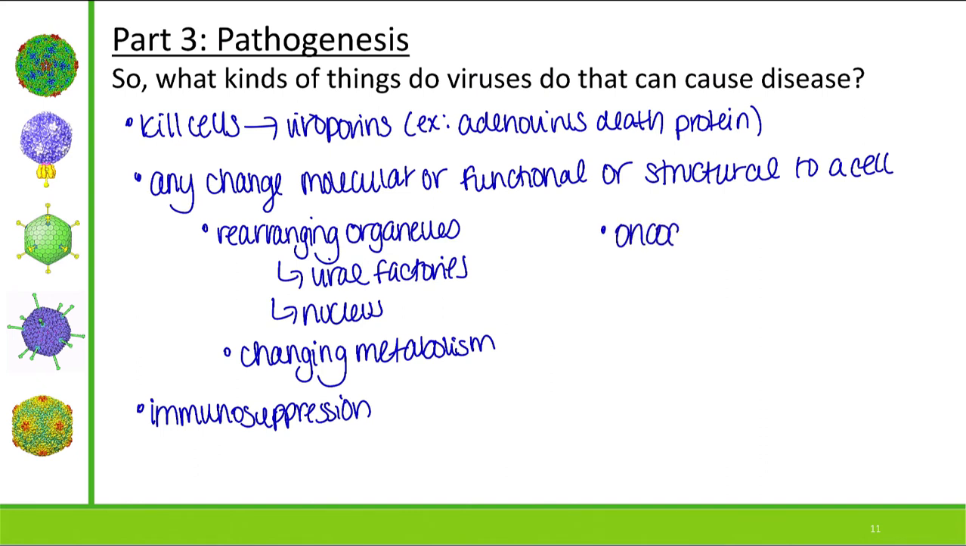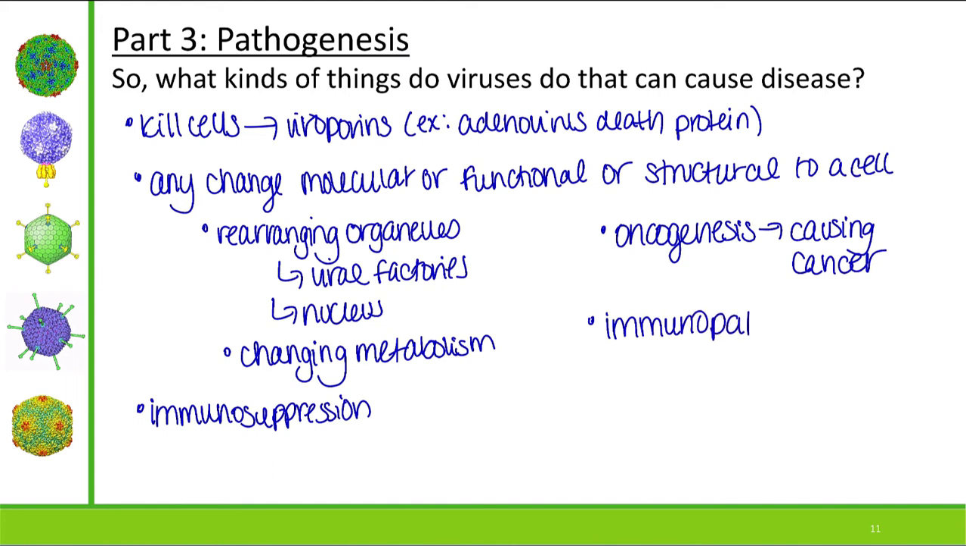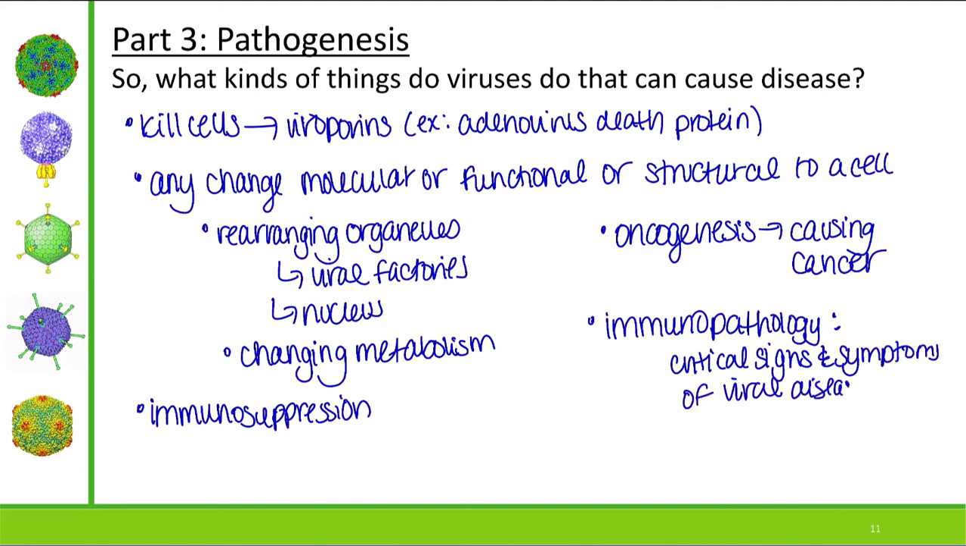Another thing that we've hinted at, but again, we will have an entire topic on this, is oncogenesis. Oncogenesis is causing cancer. I think I mentioned on day 1 that 20% of human cancers are associated with viral infections, so we'll talk about that. And of course, we have a lot of things that fall under immunopathology. Immunopathology deals with the critical signs and symptoms of viral disease, and that's mostly things that our immune system is responsible for.